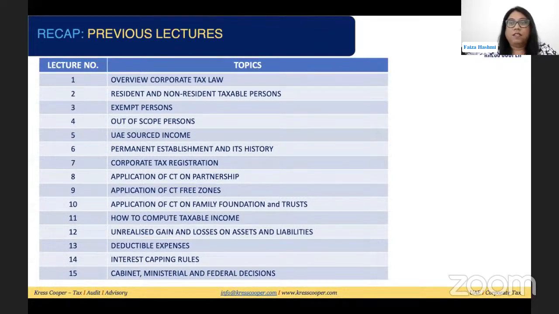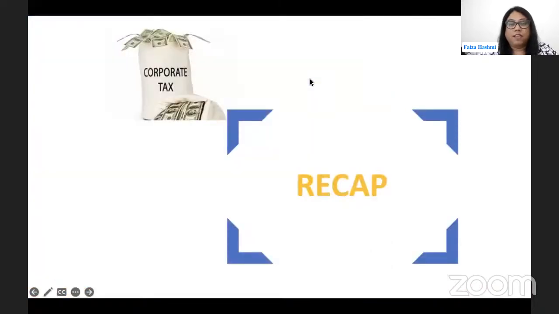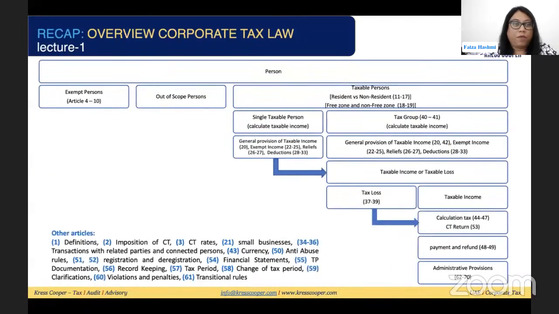And then in the last month and a half, there were a lot of cabinet decisions, ministerial and federal decisions that had come out, giving more clarity on the law. So we had discussed that in detail in the last topic.